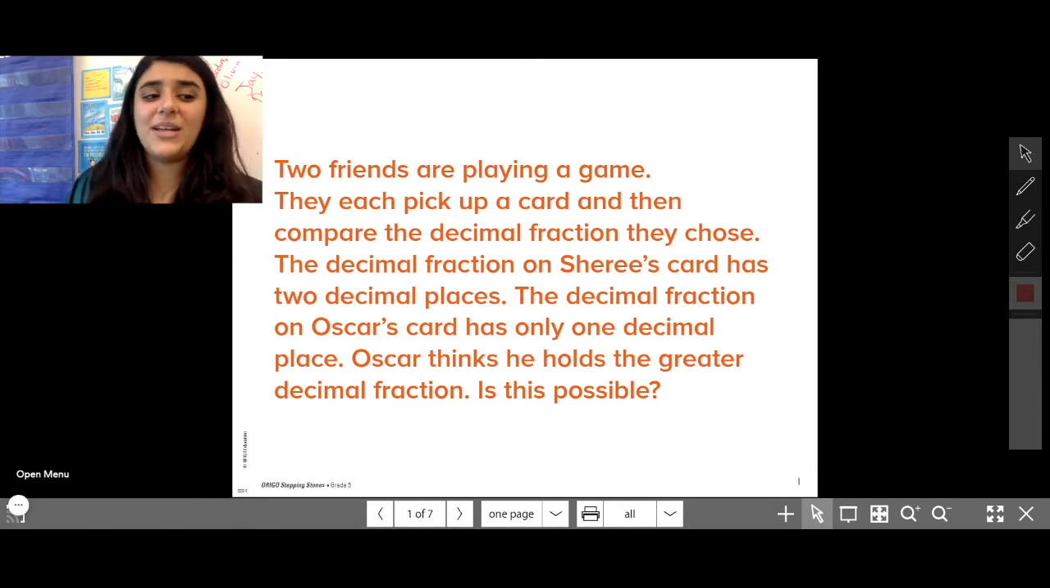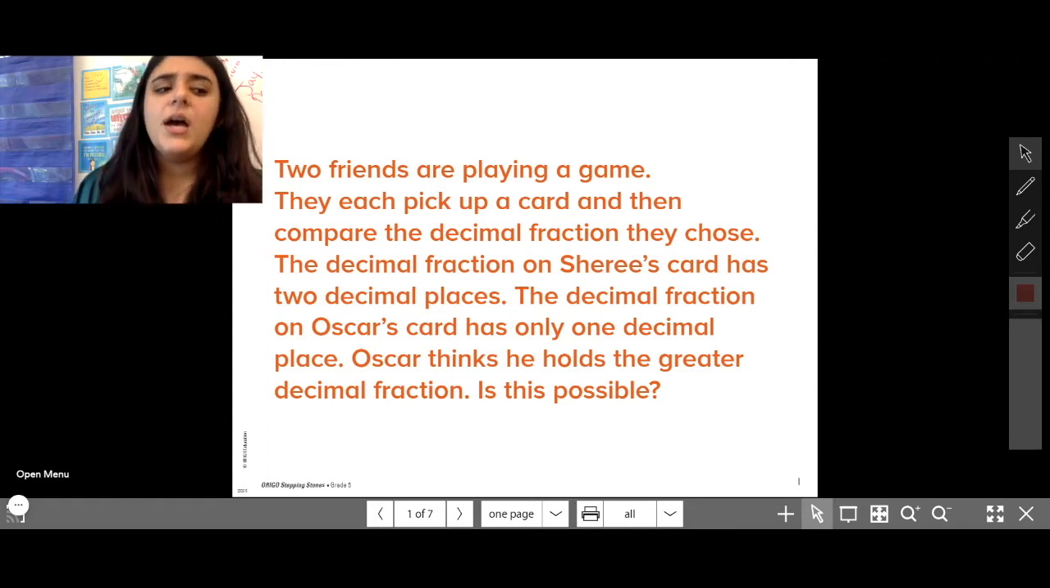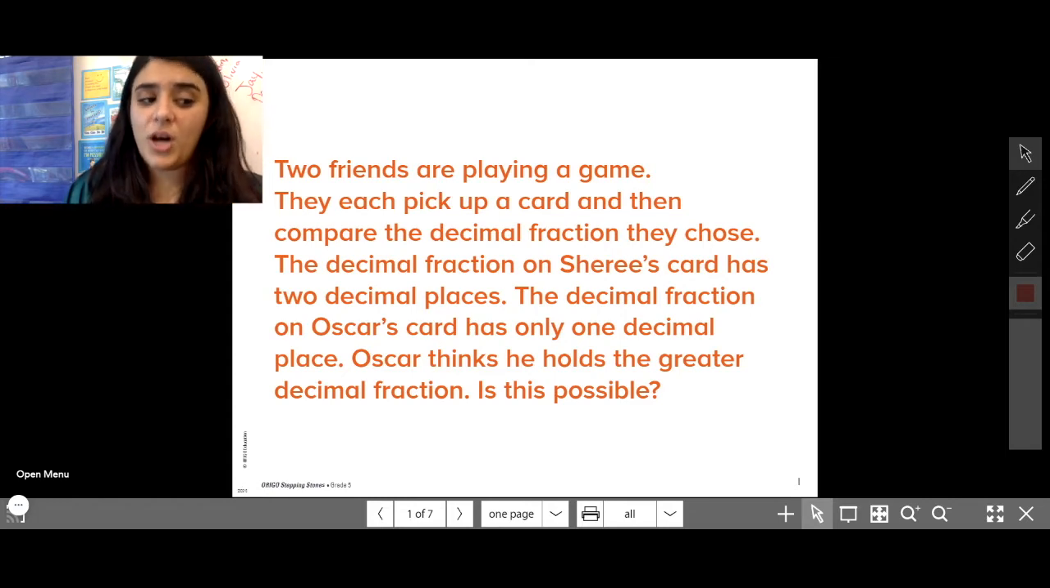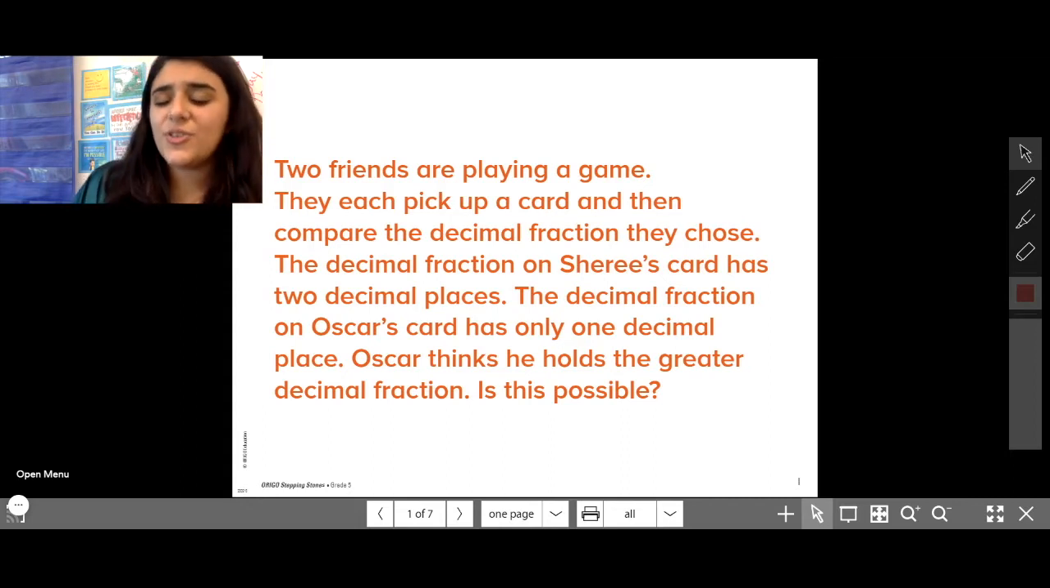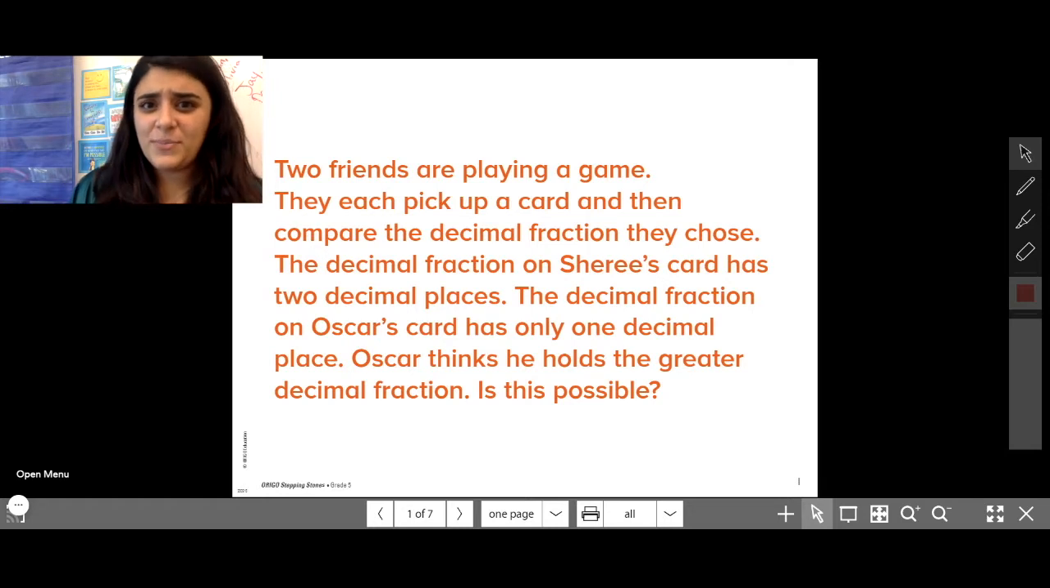Here we go. Two friends are playing a game. They each pick up a card and then compare the decimal fraction they chose. The decimal fraction on Cherie's card has 2 decimal places. The decimal fraction on Oscar's card only has 1 decimal place. Oscar thinks he holds the greater decimal fraction. Is this possible? Go ahead and pause and discuss with the sub or Miss Ismail.